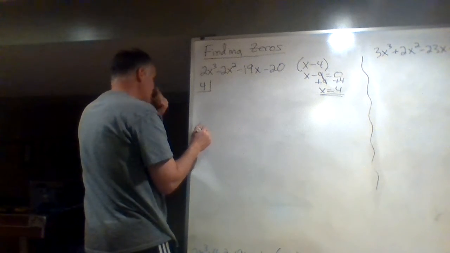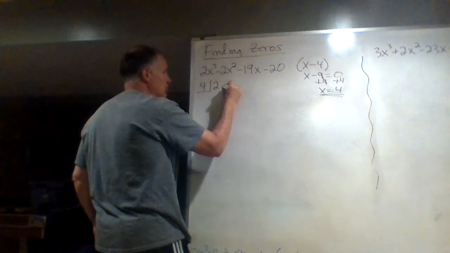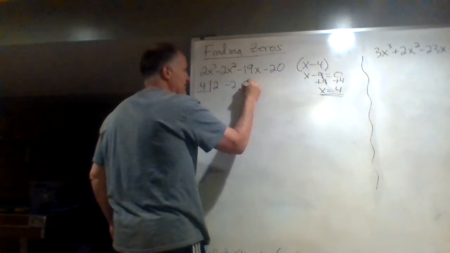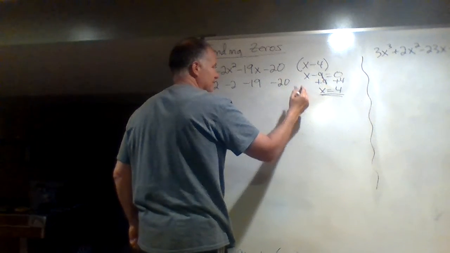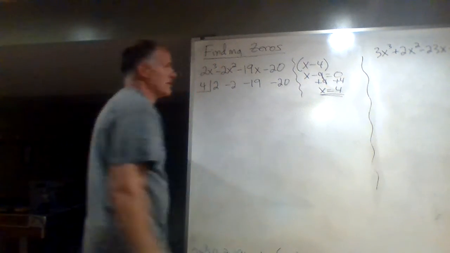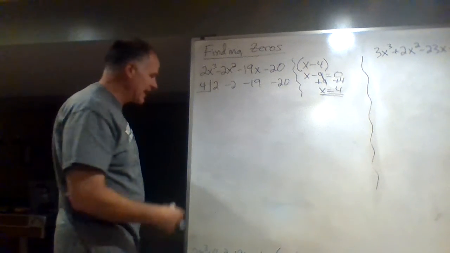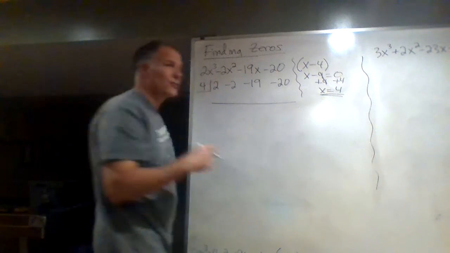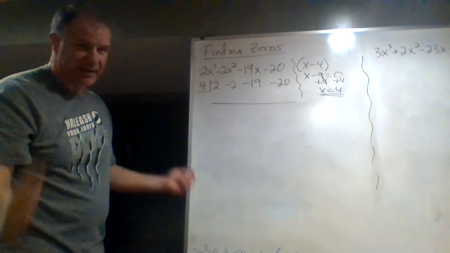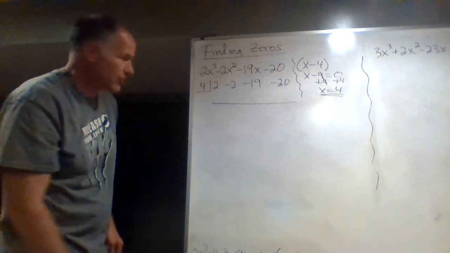Now, again, watch your signs. So that's a 2, but that's a negative 2. That's a negative 19. That's a negative 20. Okay? So again, just watch your signs there. If you get the wrong sign, that's going to mess everything up. Remember, if you don't get a remainder 0, you know you're wrong, because I'm only going to give you ones that should get remainder 0.